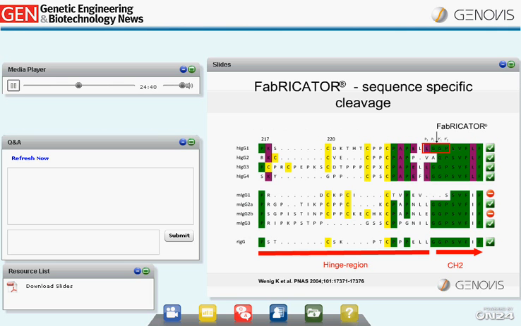Looking at the mouse IgGs, there's a significant difference between the IgG1 and the other subclasses in the potential cleavage region. Indeed, mouse IgG1 is not cleaved even when incubated for extended time periods or with a very high enzyme to substrate ratio. The two mouse subclasses that are amenable to cleavage are IgG2a and IgG3.